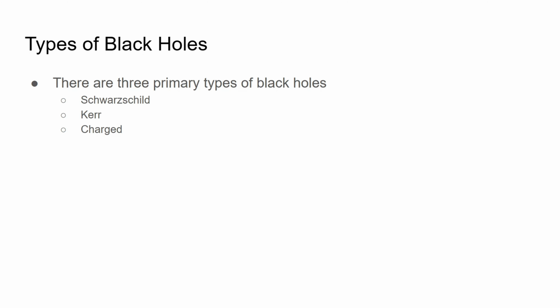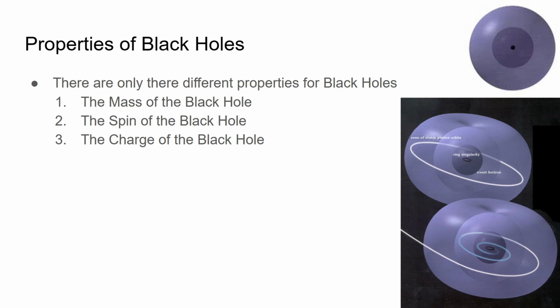All right, so let's get on to the types of black holes. There are three primary types of black holes: Schwarzschild, Kerr, and charged. The properties of black holes are very simple. There are only three properties: the mass of a black hole, the spin of the black hole, and the charge of the black hole. It's kind of cool because they're very similar to elementary particles in this aspect, like the electron. The only differences between electrons are the mass, the spin, and the charge. So that's how you can define and describe black holes.